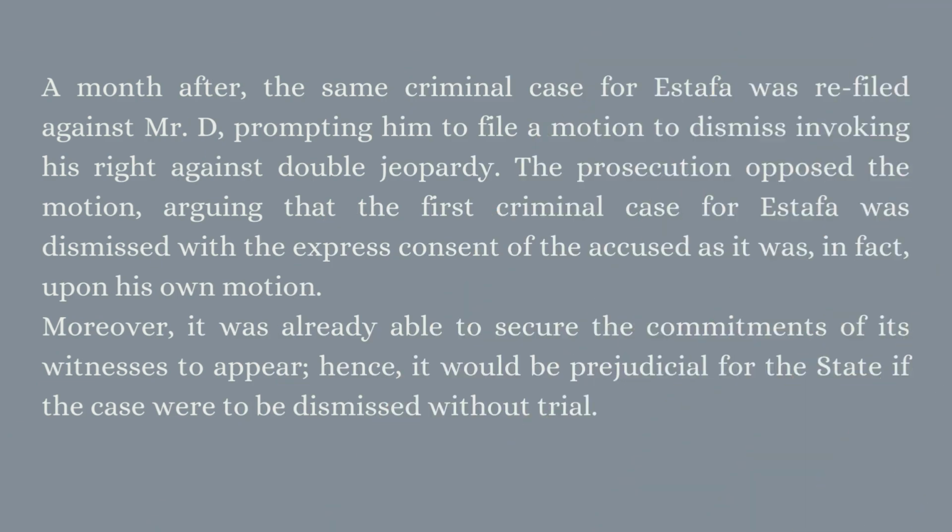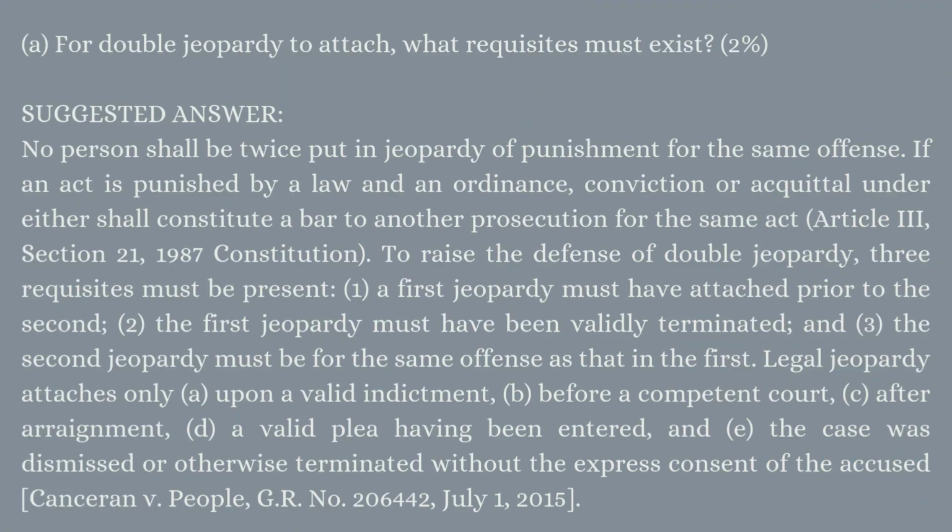A month after, the same criminal case for estafa was refiled against Mr. D, prompting him to file a motion to dismiss, invoking his right against double jeopardy. The prosecution opposed the motion, arguing that the first criminal case for estafa was dismissed with the express consent of the accused, as it was, in fact, upon his own motion. Moreover, it was already able to secure the commitments of its witnesses to appear. Hence, it would be prejudicial for the state if the case were to be dismissed without trial. Question: for double jeopardy to attach, what requisites must exist?